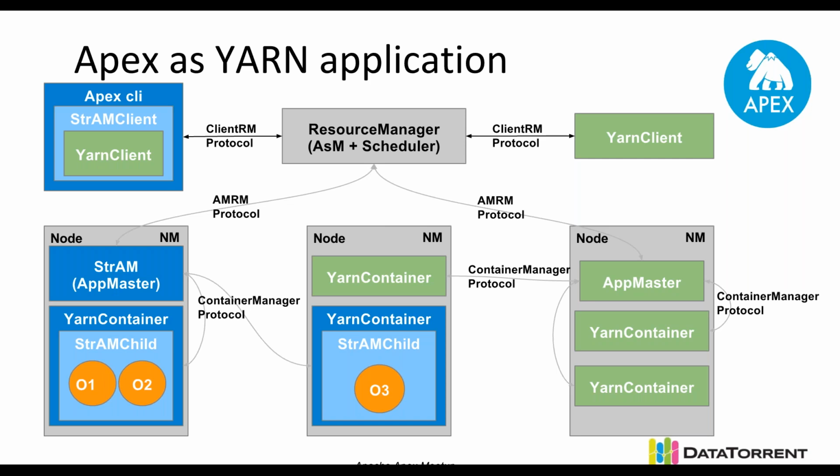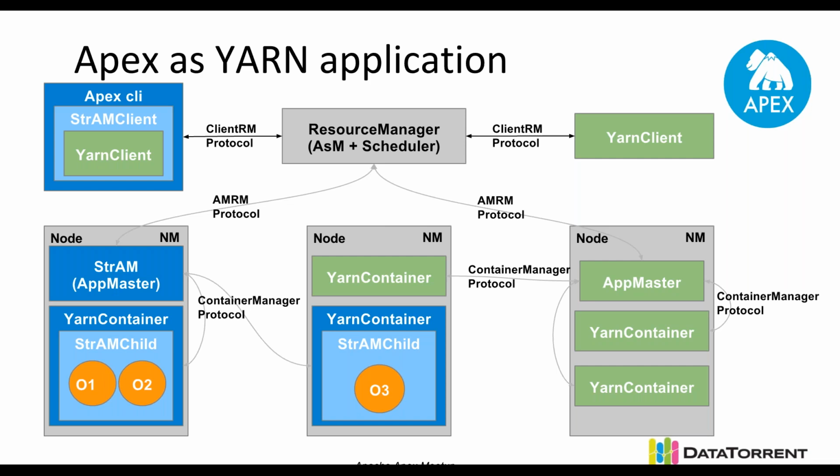This STRAM we will see again in the next slides. I'm going to go through all the details of these new components I'm introducing. Here I'm just showing you pictorially and introducing these components. So this app master of Apex, which is STRAM, will be launched. What next? This STRAM, as a normal app master, will negotiate with the resource manager for containers and will launch the containers on the machines.